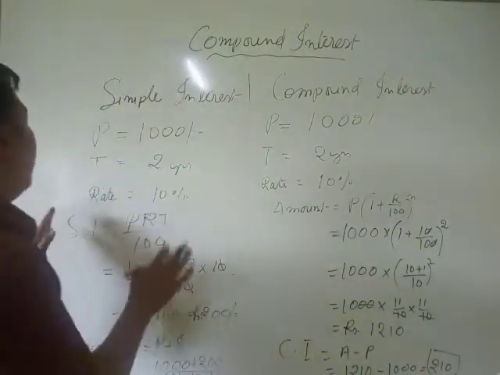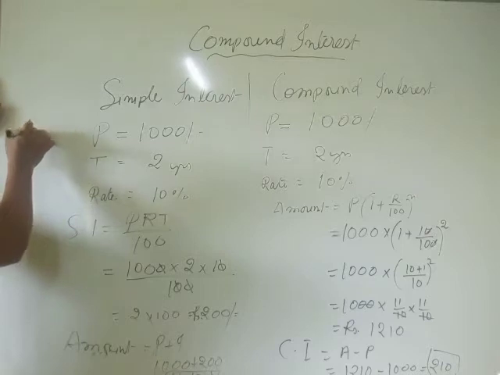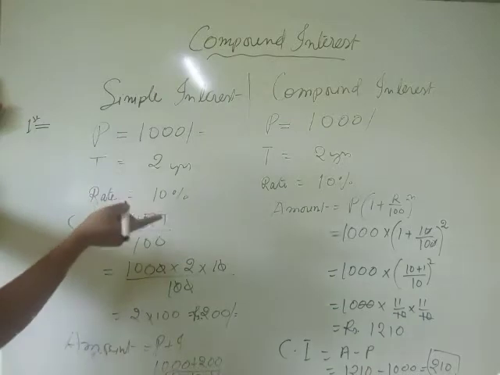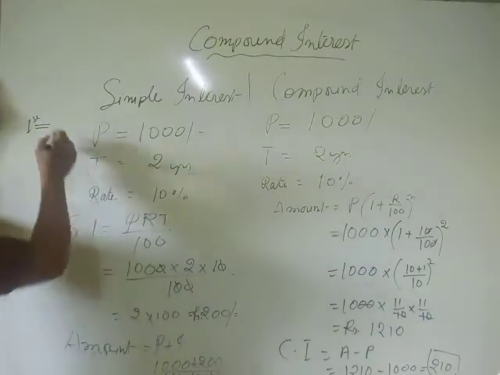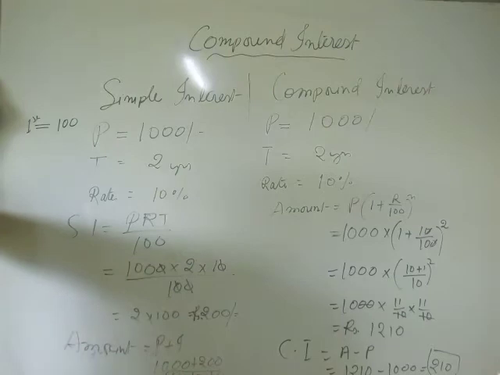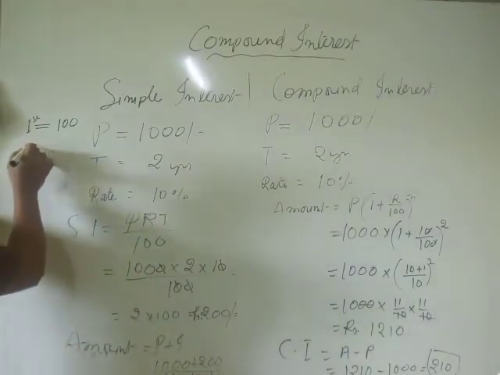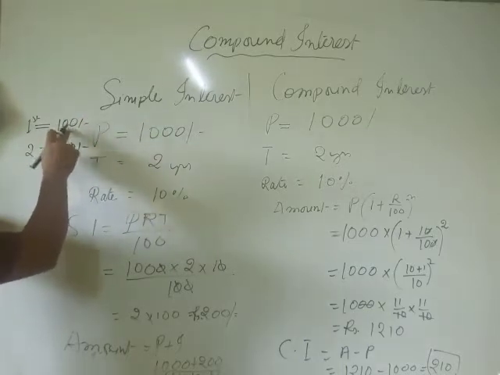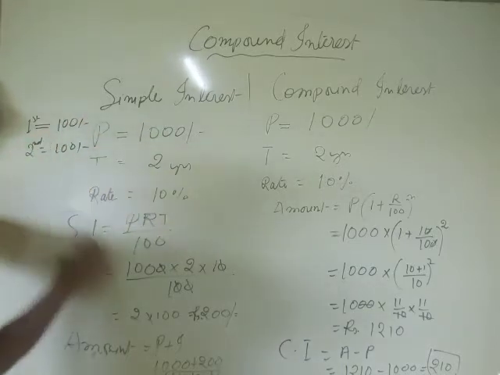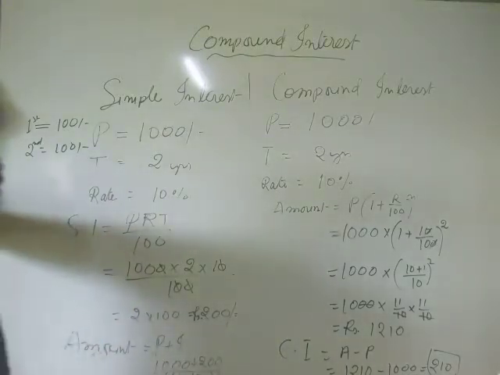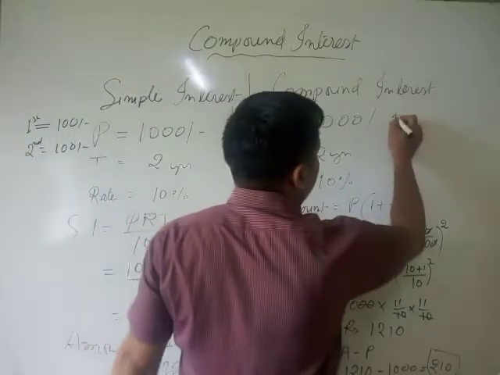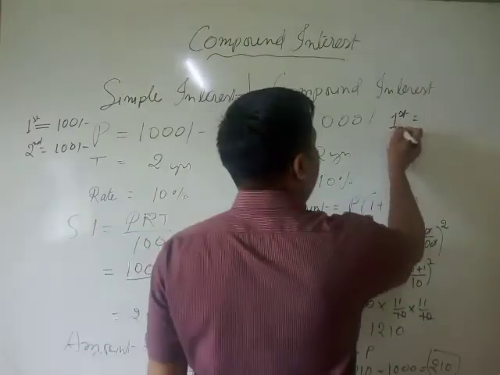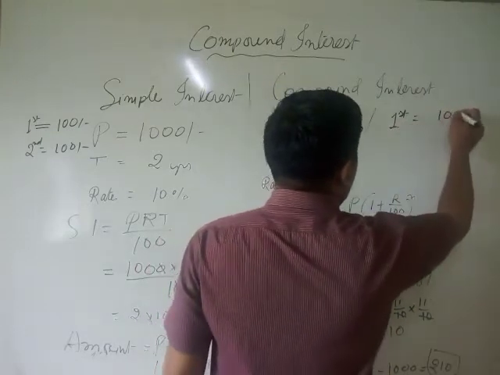So my dear student, here what happened? See, for 2 years, first year, 10% of the 1000 is 100. Second year also 100 rupees. For first year 100, for second year also 100. So that's why you are doing 200 after 2 years. But here what happened? First year will be simple interest. Yes, it will be 100 rupees.